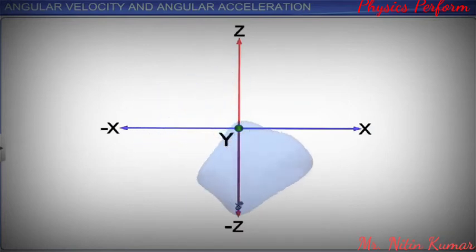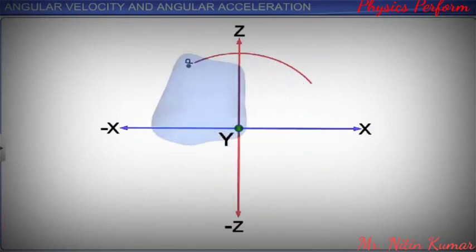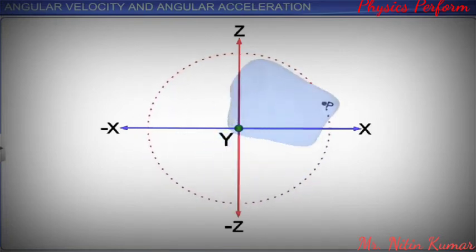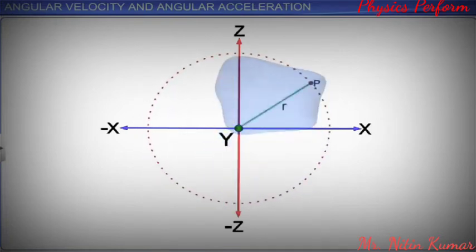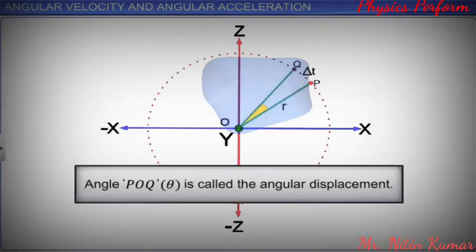Observe a particle at P in the rigid body, that is, at a perpendicular distance r from the axis of rotation. Let O be the center of the circular path of the point. While the rigid body is in rotational motion, if the position of the particle is changed from P to Q during a small interval of time, delta t, then the angle POQ is called the angular displacement. In the SI system of units, angular displacement is measured in radians.